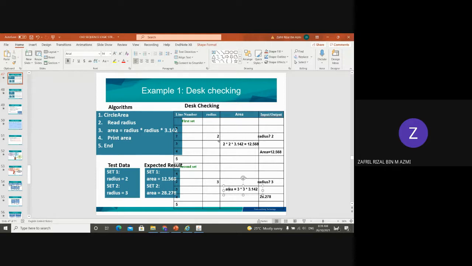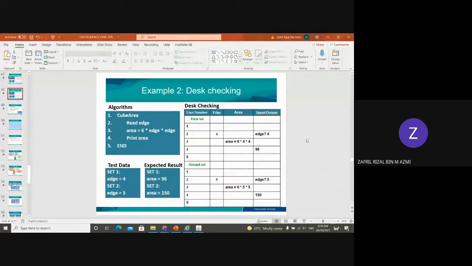So it's going to be quite challenging to do the dash checking. But for sequential logic structure, no problem. It's just straight away, line by line checking.